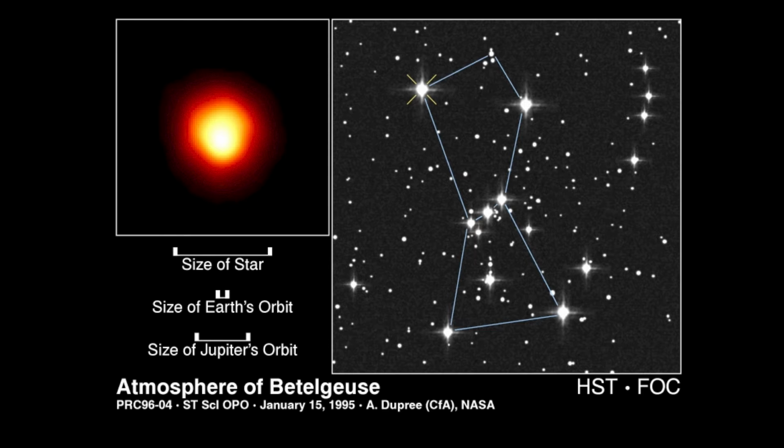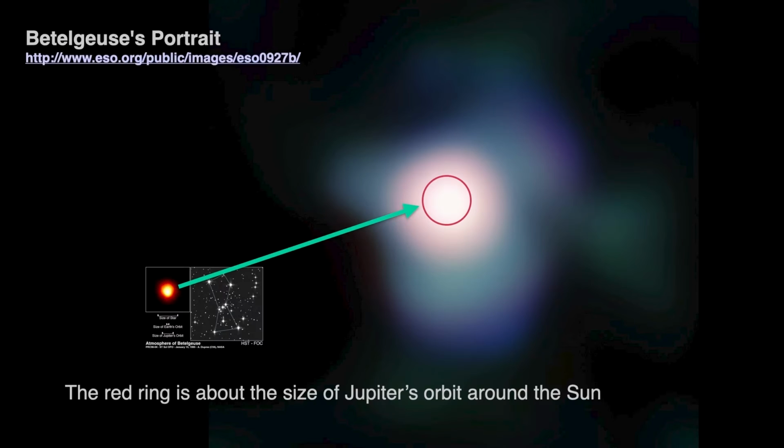So following up, prior to that, Betelgeuse was measured in terms of its physical size with a Hubble Space Telescope image, direct imaging by Dupré et al. at the Center for Astrophysics using the Hubble Space Telescope. And this is a direct image of Betelgeuse. We see that the star is actually quite large. It's much larger than Earth's orbit, much larger than Jupiter's orbit. So Betelgeuse is this enormous, physically large star.